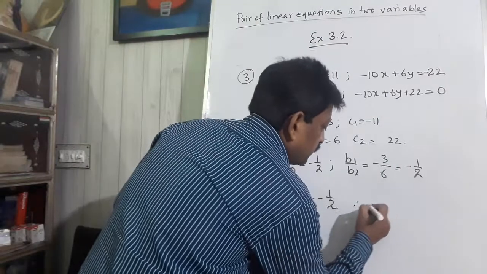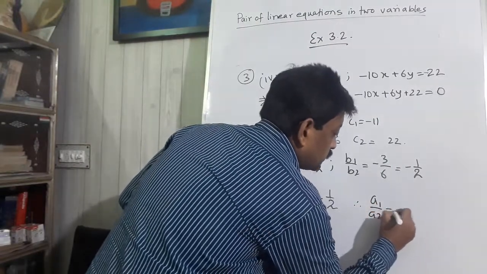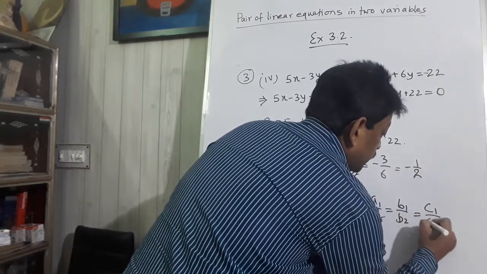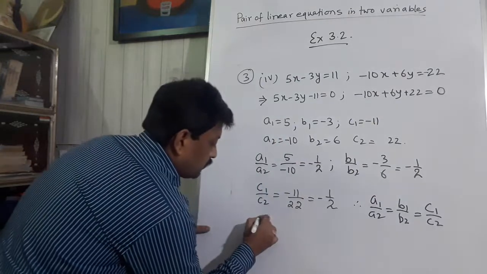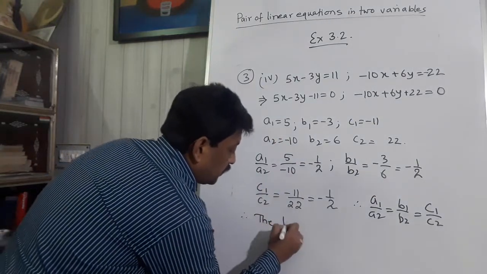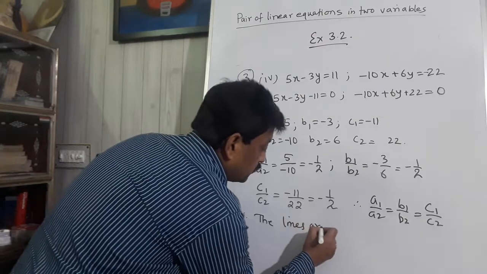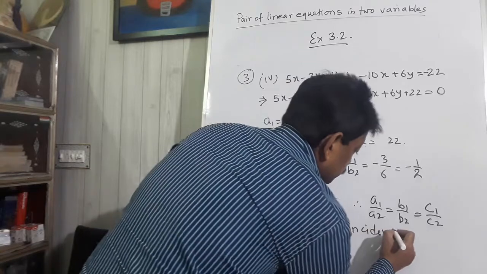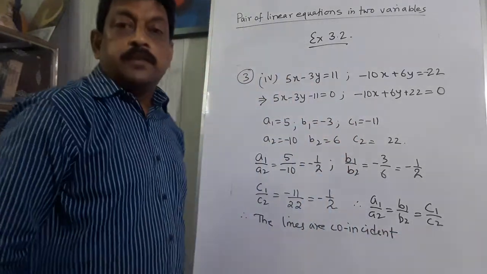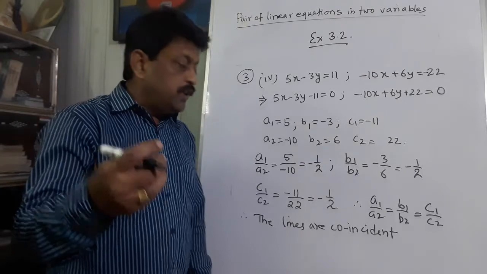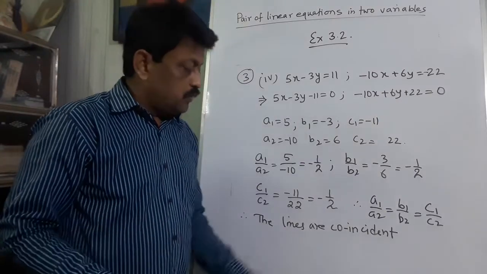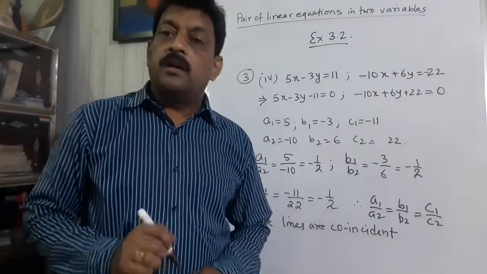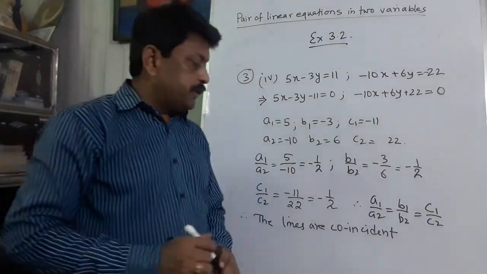Therefore we can say a1 by a2 equals b1 by b2 equals c1 by c2. Therefore the lines are coincident. The lines are coincident means they will meet each other at infinite points, so they will have infinite solutions and the equations are consistent. Hope you have understood.